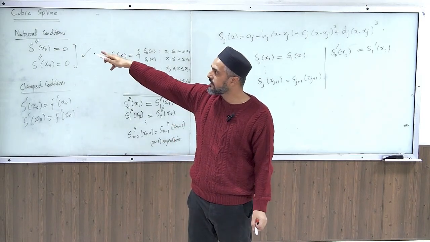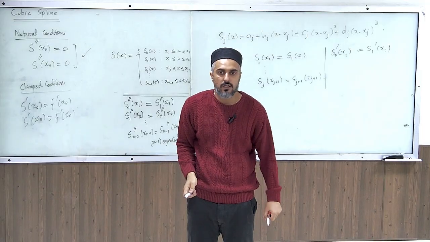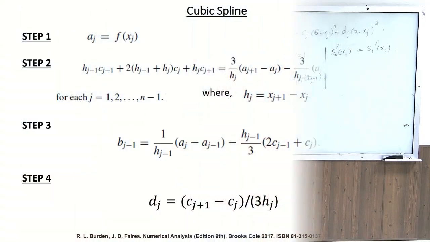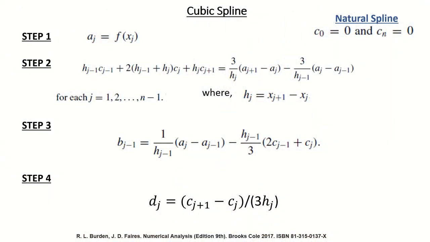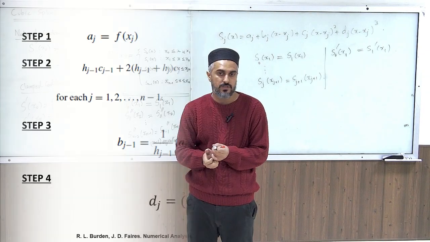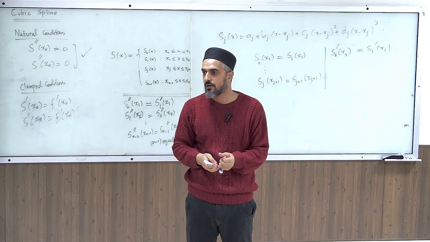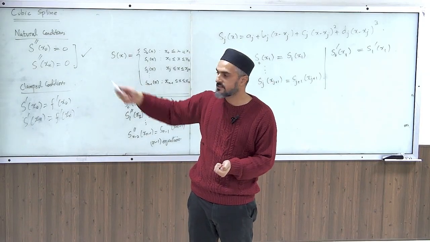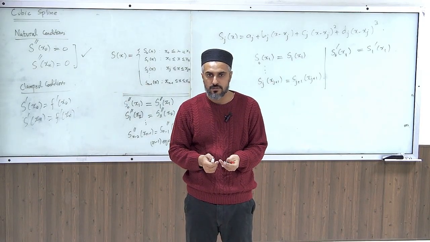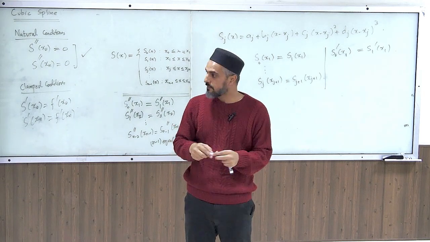And if you see on the right top corner, it says natural spline. We'll see in the upcoming lecture, when we use natural conditions, which say the second derivative at the endpoint is 0, that we will be able to get C naught equals 0 and Cn equals 0, or Cn minus 1 equals 0.